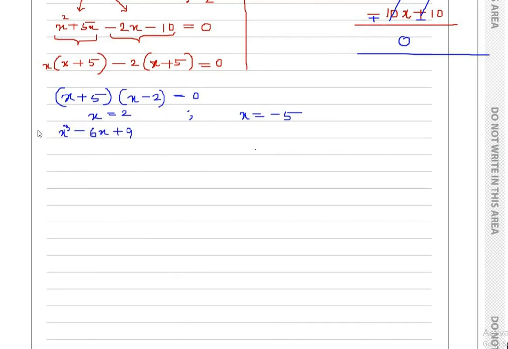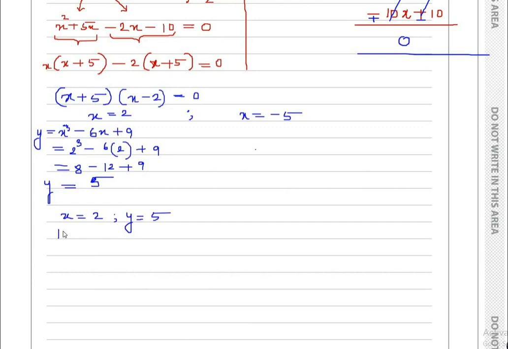Let us put the x value to get the y value. So here we have 2 cubed minus 6 into 2 plus 9, and we have 8 minus 6 into 2 is 12, plus 9. So we get 8 minus 12 is minus 4, and minus 4 plus 9 is plus 5. So y equal to 5. So when x is equal to 2, y is equal to 5. So the coordinate of B is 2, 5.